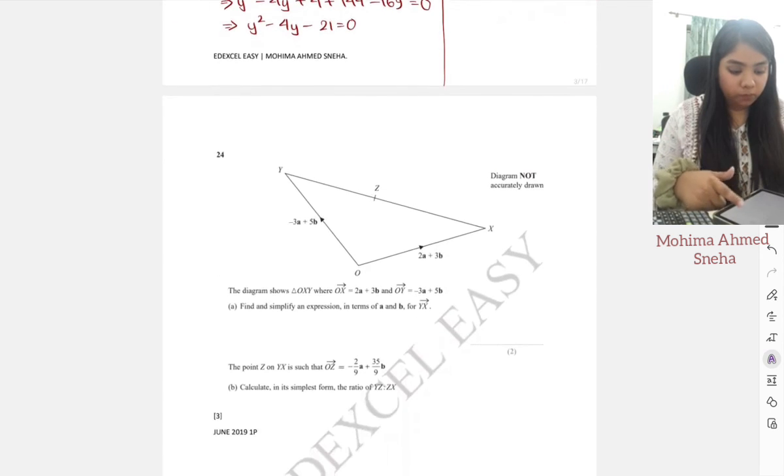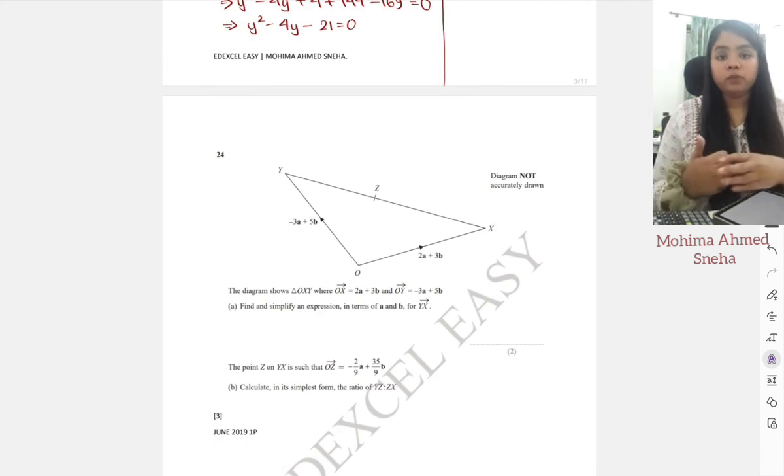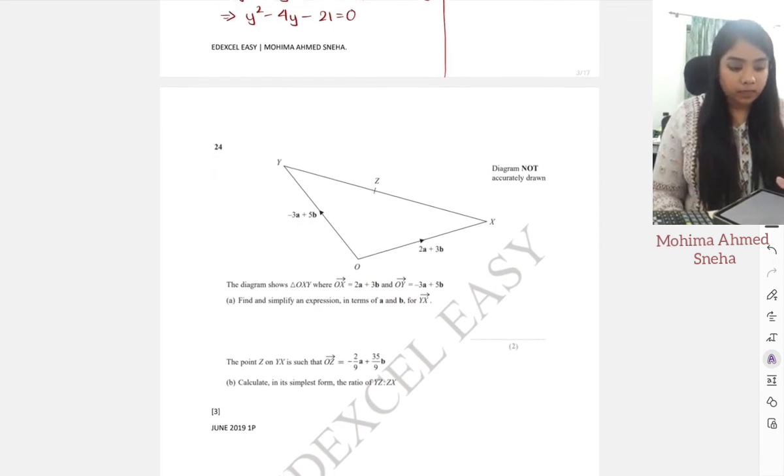From now onwards, we'll be moving on to column vectors. These are mostly paper 2 maths, I've already stated. Yeah, so that's it. Let's start.